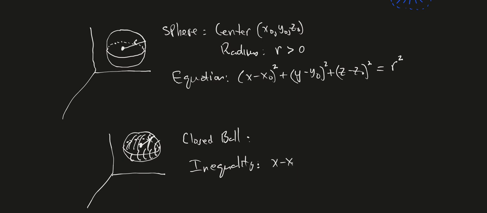So we have x minus x0 squared plus y minus y0 squared plus z minus z0 squared less than or equal to r squared.